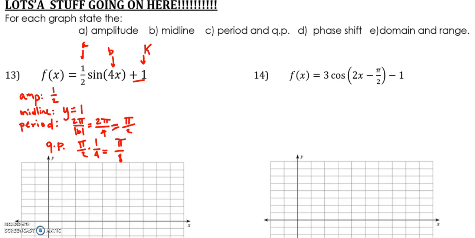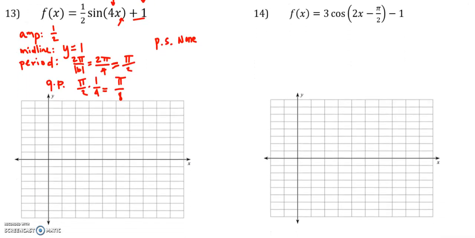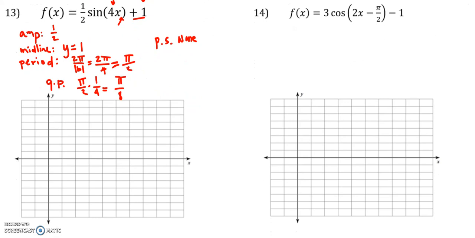All right, and let's look at the phase shift. So if I'm looking at my phase shift, I'm looking for whatever's in here, but there's nothing. So I don't have one. I can just write none. All right, so let's scroll down and draw in my midline.